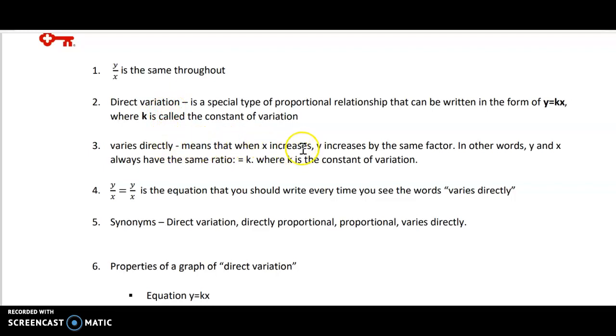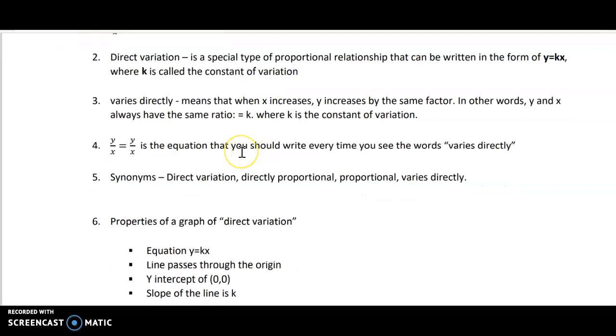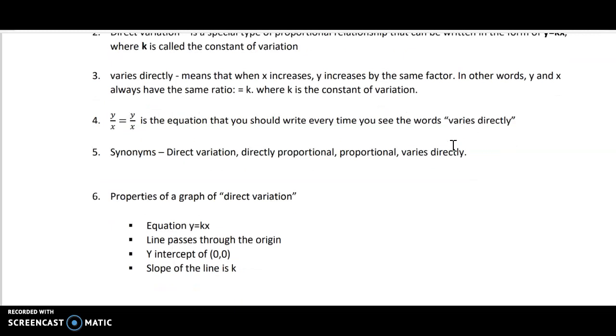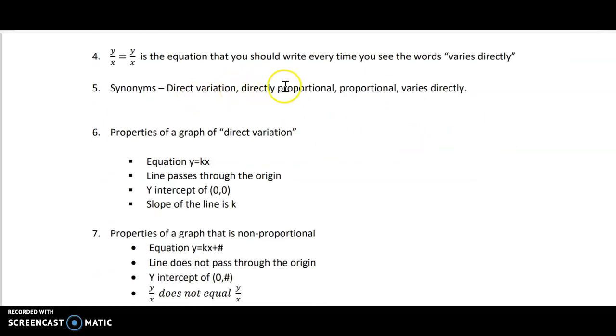It means that when x increases, y increases by the same factor. In other words, y and x always have the same ratio, equals k, where k is the constant of variation. Y over x equals y over x is the equation that you should write every time you see the words varies directly or direct variation. Synonyms: direct variation, directly proportional, proportional, varies directly. All of these things are asking you to do the same task.